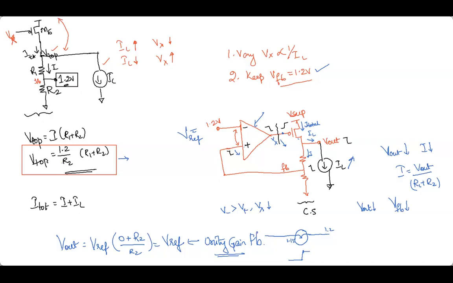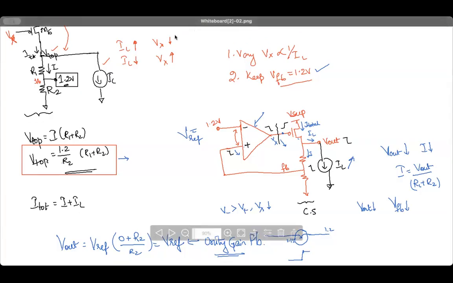Similarly, the other way. Right? So there are two things here. If we can achieve the VFB node constant at 1.2, and we can make some adjustments to Vx with the varying IL, we'll be able to achieve a regulated voltage VTOP. VTOP will be regulated voltage if these two could be achieved.